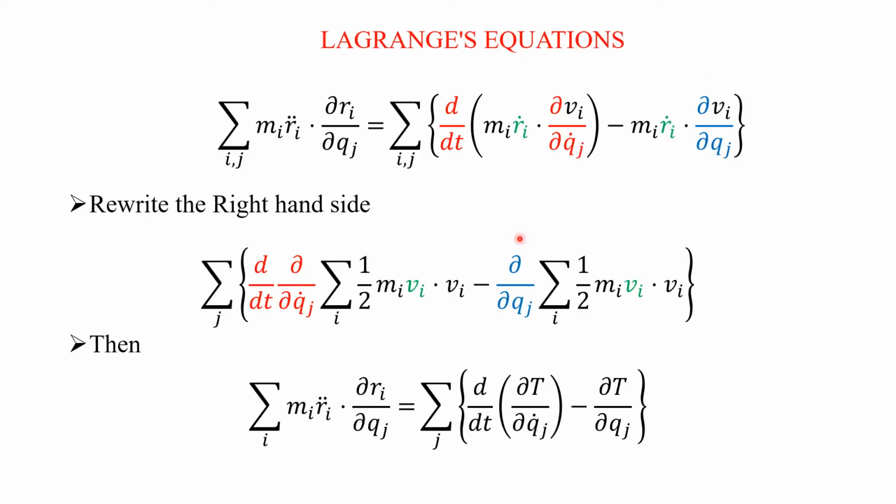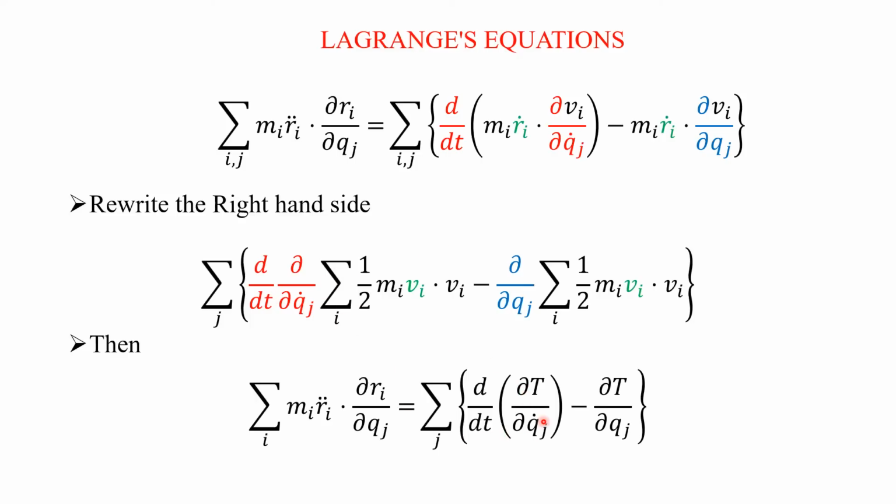Similarly, in the second term, summation over i, I have taken this blue color term, delta over delta qj, outside, like the red color term outside. Here ri dot is vi. Here already one vi. This half is there because I have already explained: if you differentiate vi squared, you will get 2 vi. Because of that, this half comes here. So this half of mi vi squared is nothing but the kinetic energy. This can be replaced by the term kinetic energy. That's what I have done here.